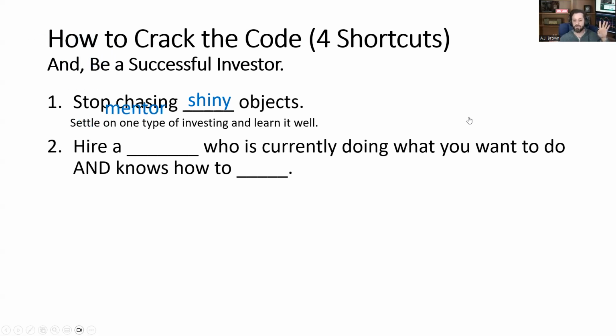Number two, hire a mentor who is currently doing what you want to do. And when I say that, I have hired so many people in the past, and I find out after I've chucked over a lot of money that they're no longer doing what they're teaching. They haven't done it in 5, 10, even longer years. I always try to find somebody now, when I'm hiring, I'm a little bit more savvy, who is doing right now, in the present, what you want to do.